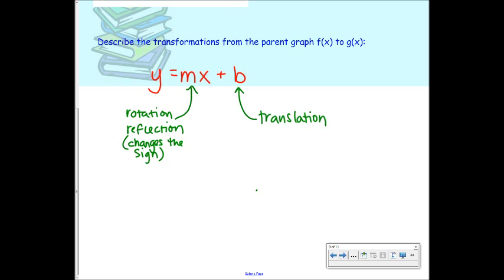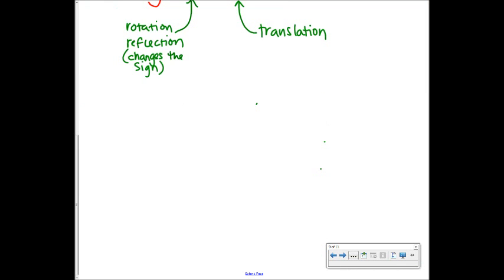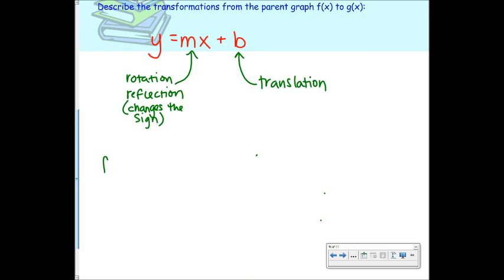What changed? The slope changed, and the y-intercept changed. Let's look at the slope first. The slope went from 1 to 2. If the number changes, is that a reflection or a rotation? Rotation. So that means it rotates which way? Counterclockwise, because the slope got bigger. So rotation counterclockwise.